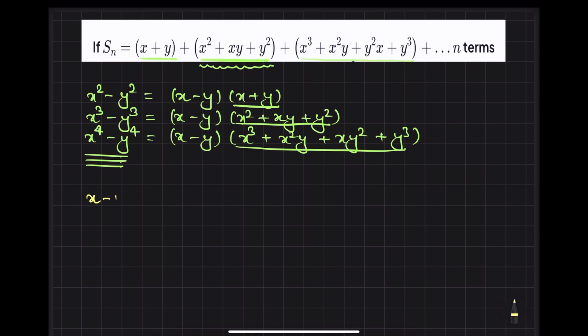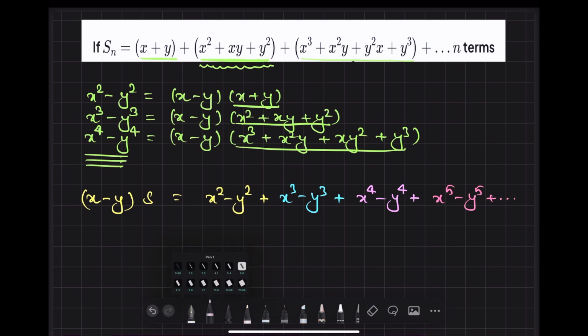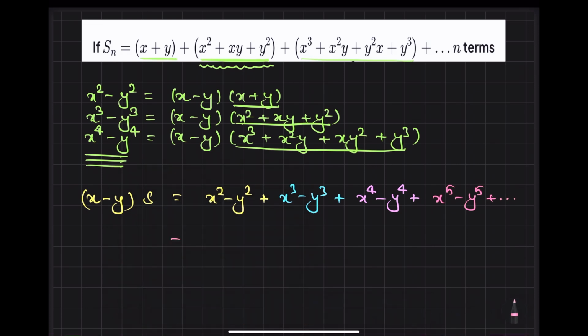So LHS will become x minus y and S. RHS will become x square minus y square plus x cube minus y cube plus x power 4 minus y power 4 plus x power 5 minus y power 5 plus. Okay, so things will go in this direction.